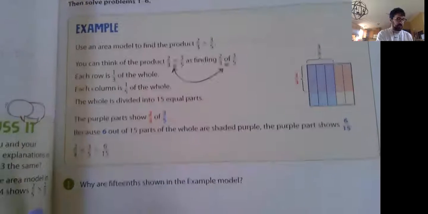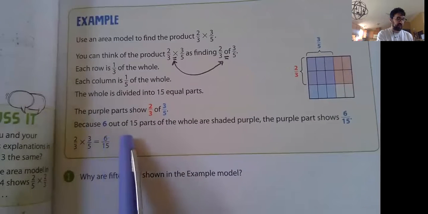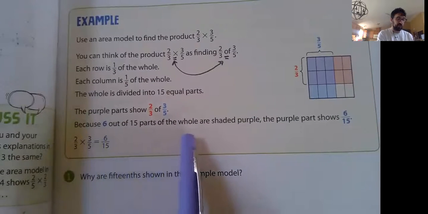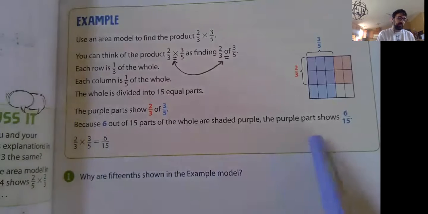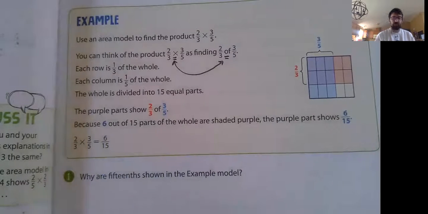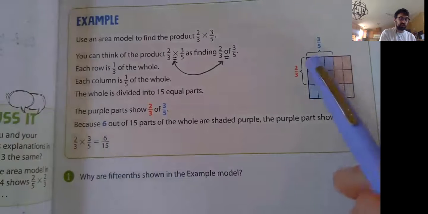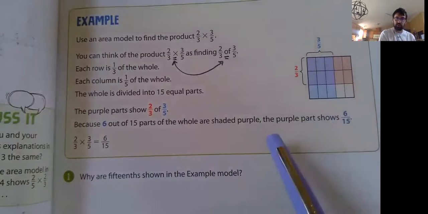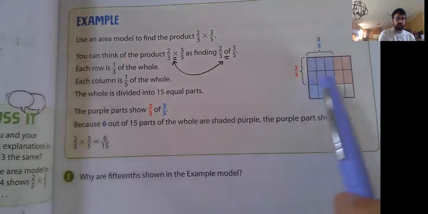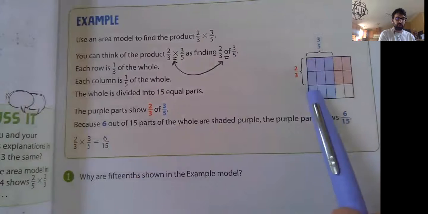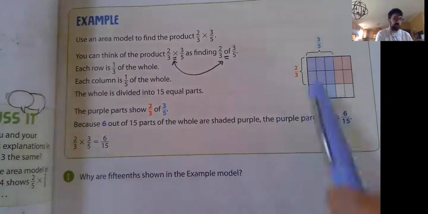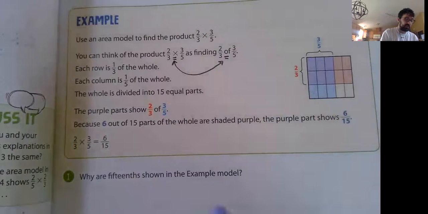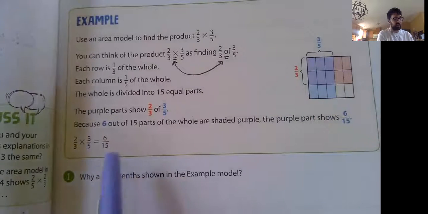Easy peasy. Because 6 out of 15 parts of the whole are shaded purple, the purple parts show 6/15. So again, there's 1, 2, 3, 4, 5, 6 parts shaded. That's how we got our 6. And then there are 5 by 3, so there are 15 total parts. You can count them if you need to, but there's 15 total parts. We can multiply, it's an array. So we get 6/15.